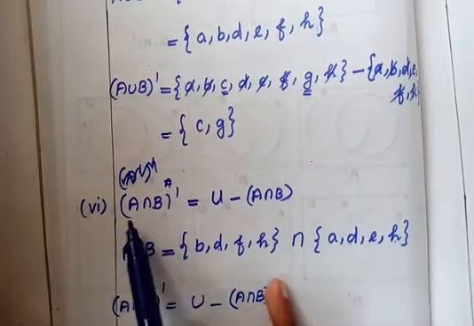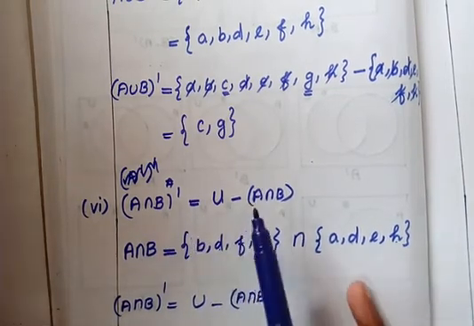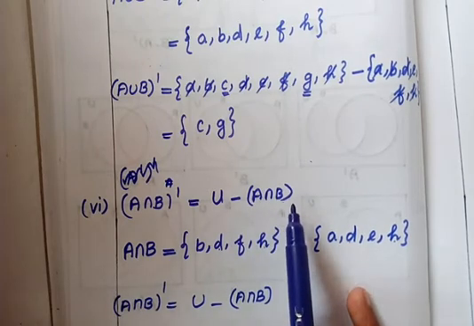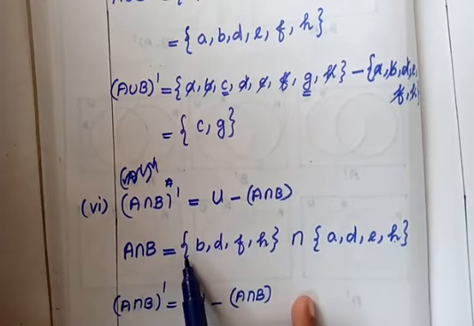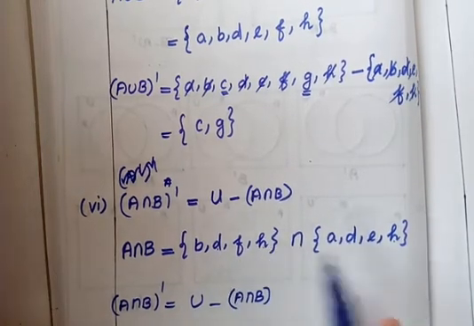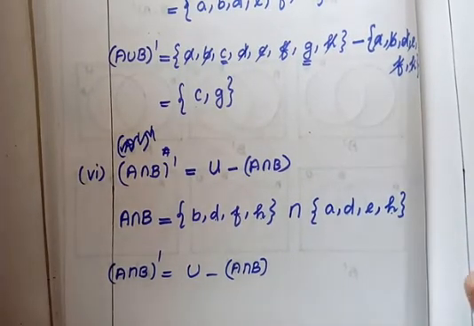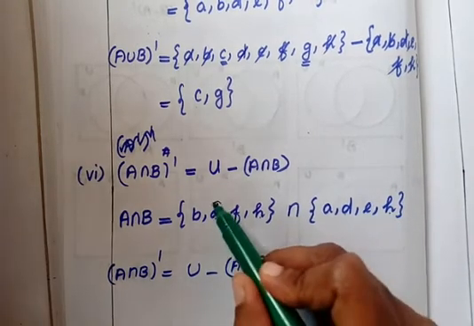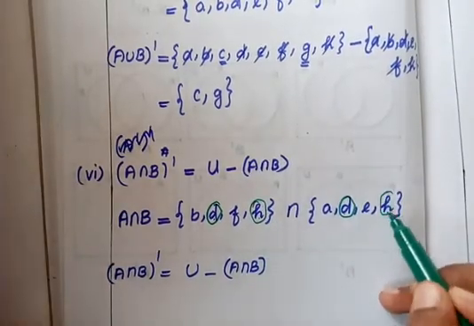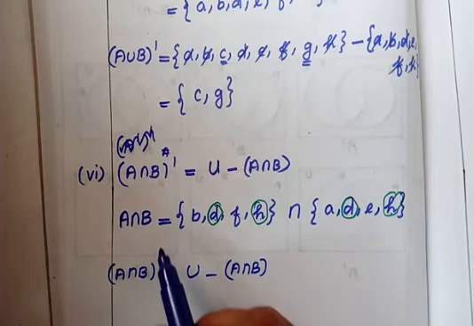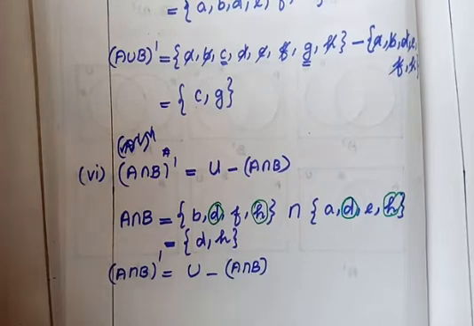Next we have A intersection B the whole dash. So A intersection B the whole dash is equal to U minus A intersection B. Here also first we have to find out A intersection B. So what is A set? B, D, F, H. Intersection B set is A, D, E, H. Here what are the common elements? D and H. So we write A intersection B is equal to D comma H.